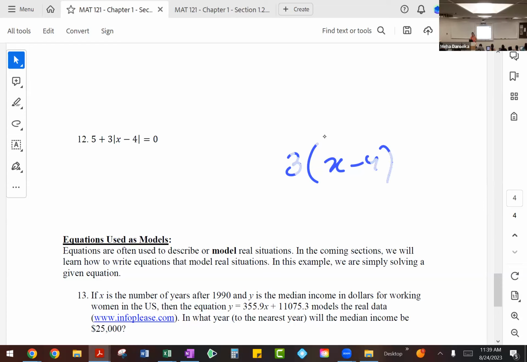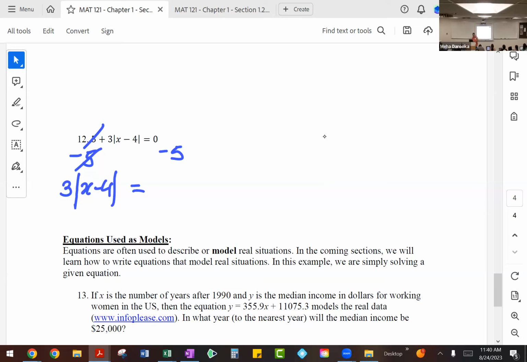What operation would you use? Subtraction, yeah, because it's a positive 5, so we would use subtraction to get rid of that. Okay, so we will start by subtracting 5, move that to the other side, which will leave us with 3 times absolute value of x minus 4, and then of course 0 minus 5 gives you negative 5.